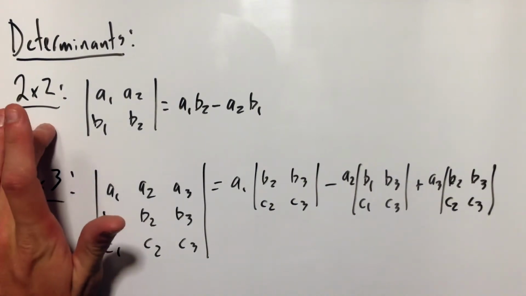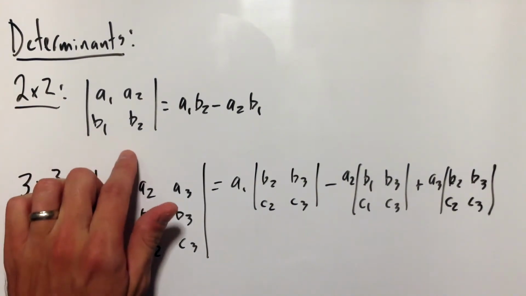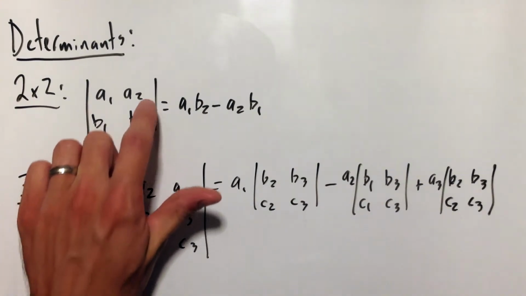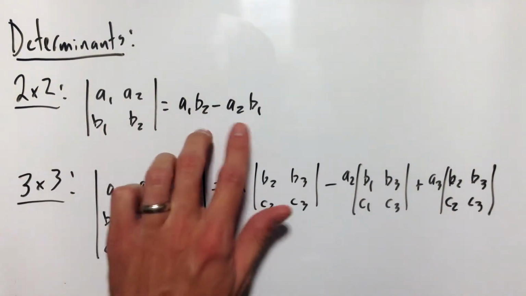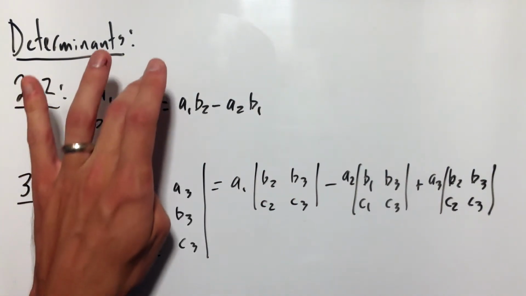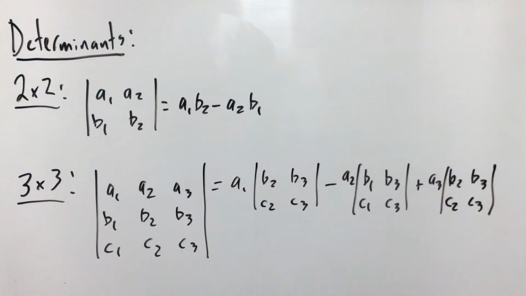So in the 2 by 2 case, a determinant looks like this. It's just A1 times B2 minus A2 times B1. Fairly simple to remember. This times this minus this times this. In the 3 by 3 case, it is immediately much more complex. However, determinants can be defined iteratively, where the next case is defined in terms of the previous case.